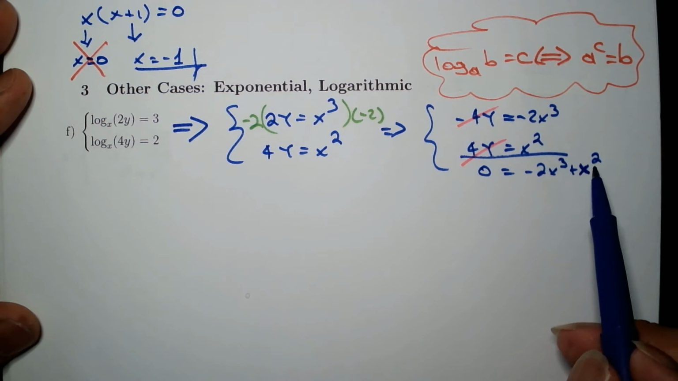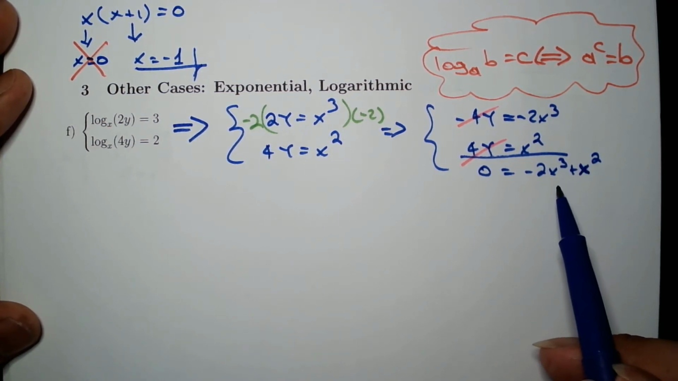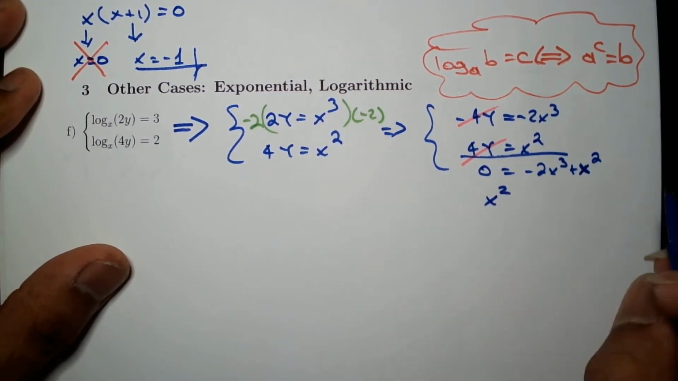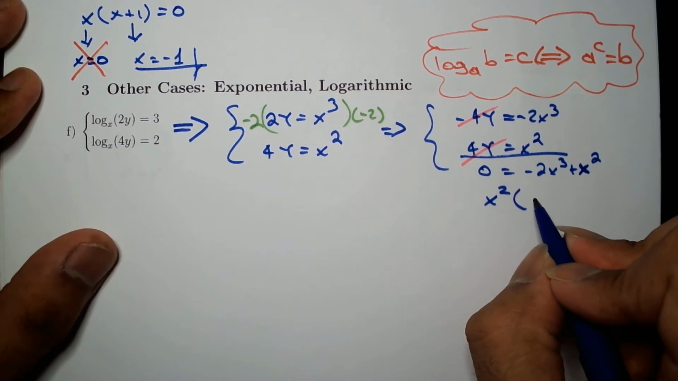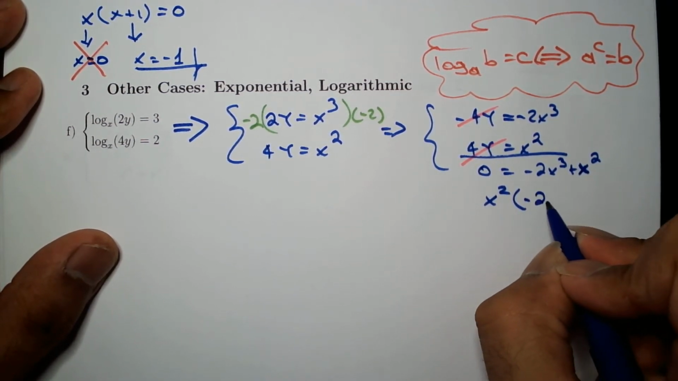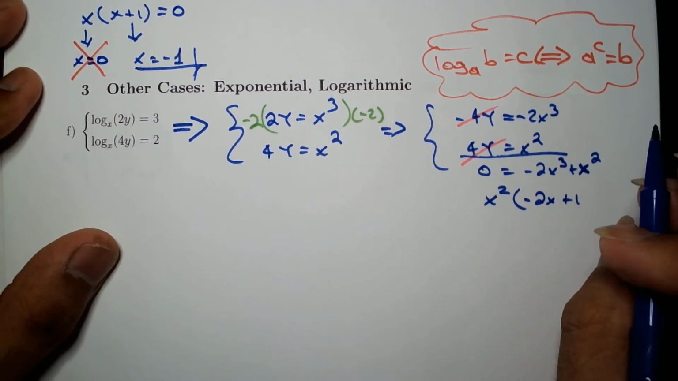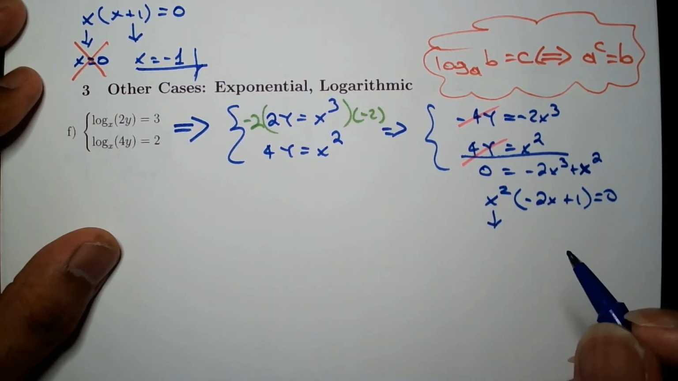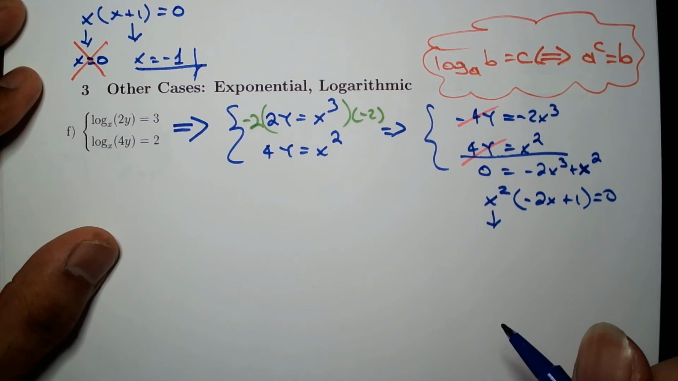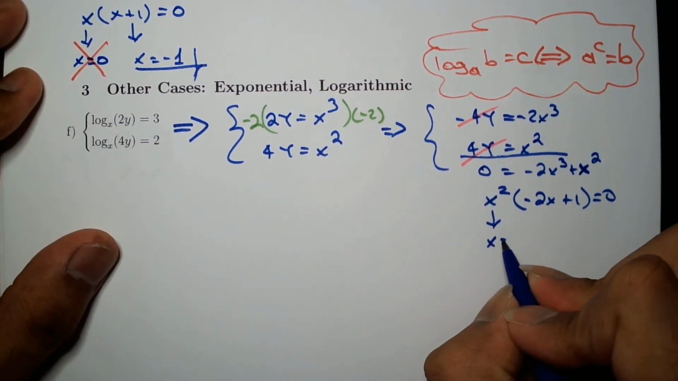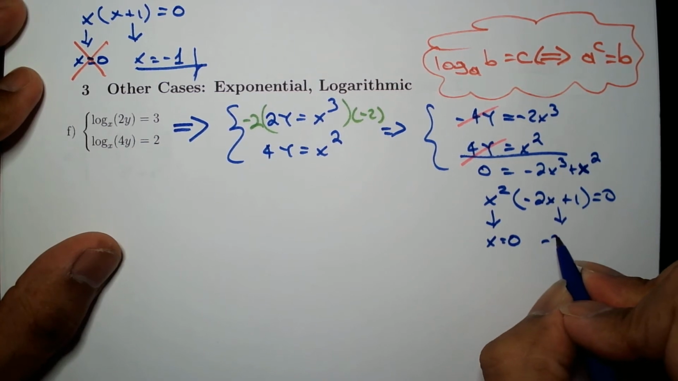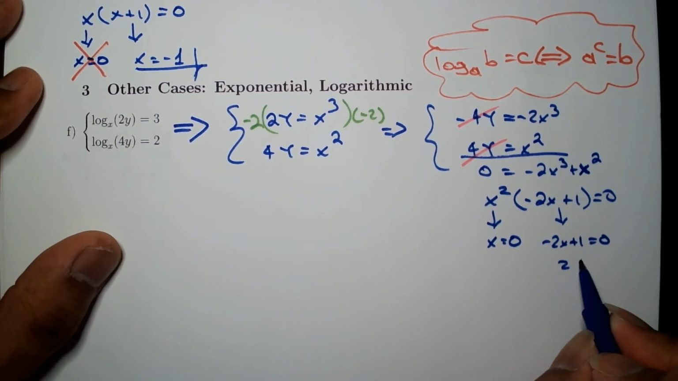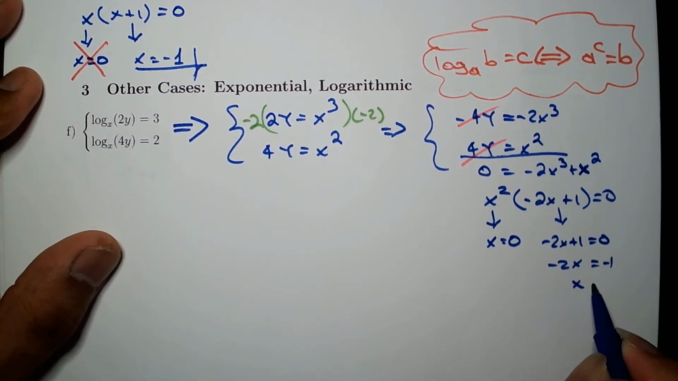All right, and then we are going to have another polynomial equation that we can solve by factoring. We can factor out x squared and end up with -2x plus 1. All right. And then solving this using the zero product property, we are going to have that x equals 0 and -2x plus 1 equals 0. Well, let's solve the baby equation over here. -2x equals -1 and x equals 1/2.